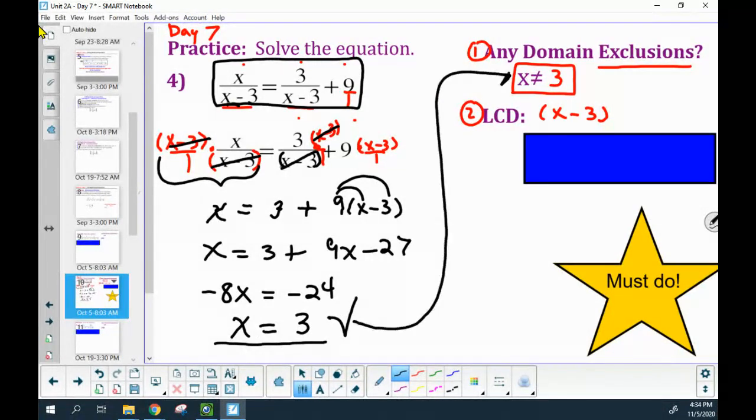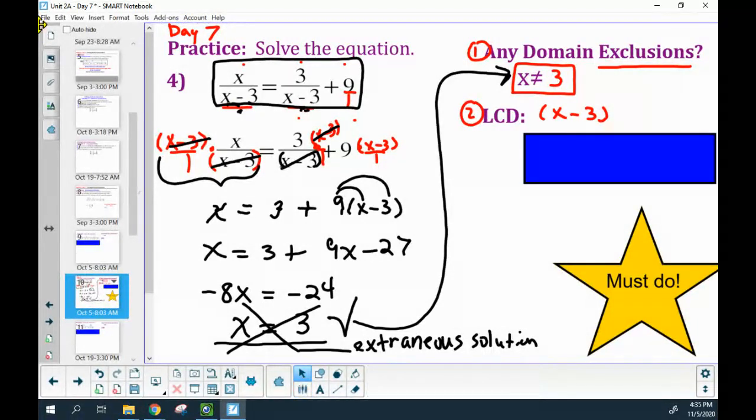So you're going to go up here and say, oh, warning, warning. I got 3, but I can't have 3. It won't make the original problem doable. It won't work. You can't divide by 0, which means there's no math here that works for this. So since that was an exclusion, I'm going to literally take my pen and cross it off, and I'm going to say to myself, this is an extraneous solution, meaning it doesn't work, it's extra. So in all essence, for this problem, there is no solution.